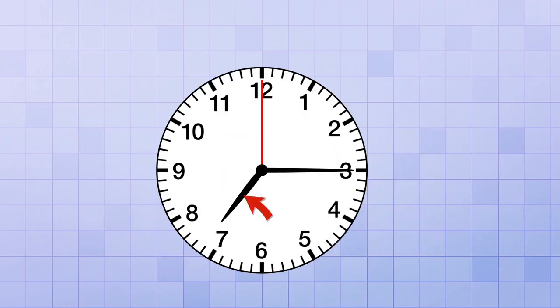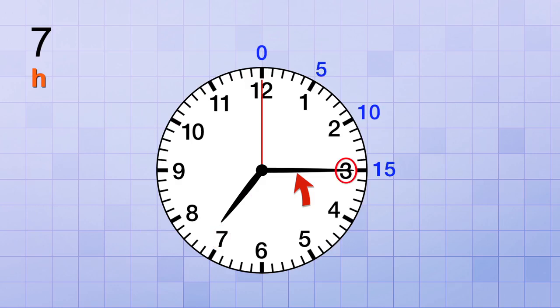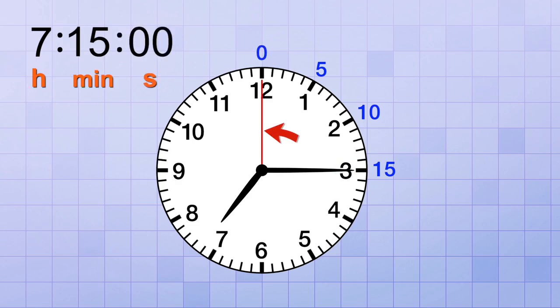The hour hand is past the 7, but not to 8 yet, so the hour is 7. The minute hand is pointing directly at the 3, but remember, that's the third group of 5 marks for counting minutes or seconds. So it's pointing at the 15-minute mark. And the second hand is pointing straight up, which is the 0-second mark. So the time is 7 hours, 15 minutes, and 0 seconds. Oh, and that's how you write time using numbers. You write the hours first, then minutes, and then seconds if necessary, all separated by colons.